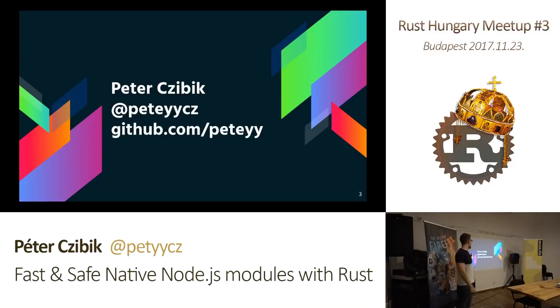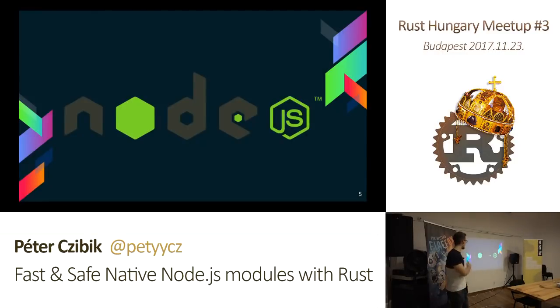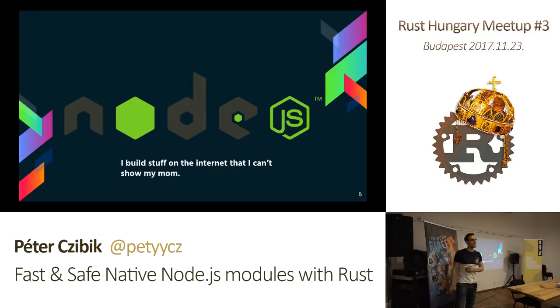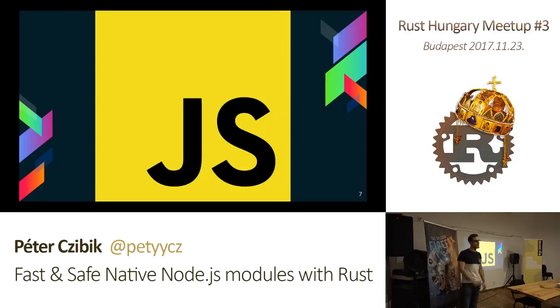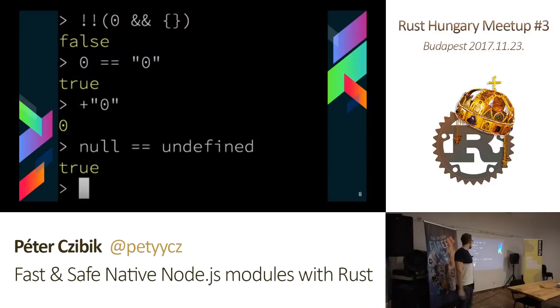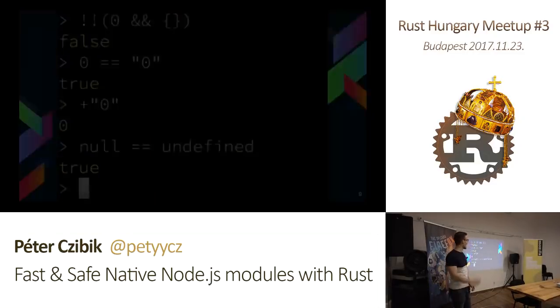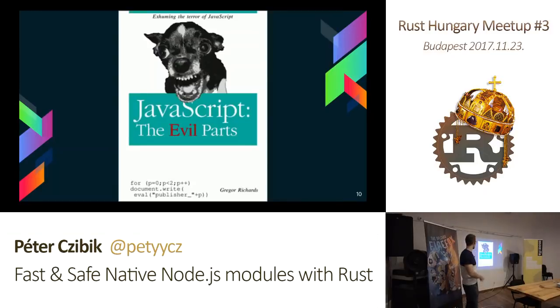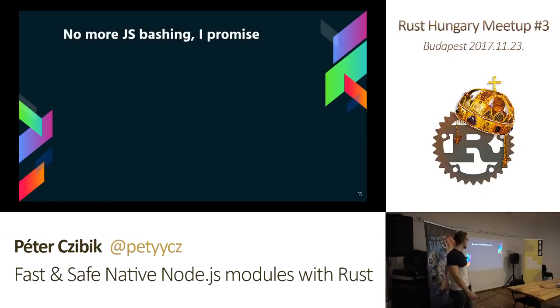So it's me. You can find me on Twitter and on GitHub. I work for a company whose logo is over there, RisingStack. We work with Node.js, which is kind of invisible here. What I do, how I describe it, is that I build stuff on the internet that I can't show my mom because it's invisible. I'm a back-end engineer, mostly working on infrastructure. And I work with this lovely language that we've heard so much about today. Well, you know how it works. And some more. I'll stop bashing it in a few seconds.